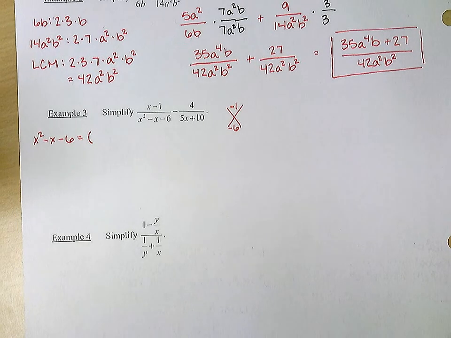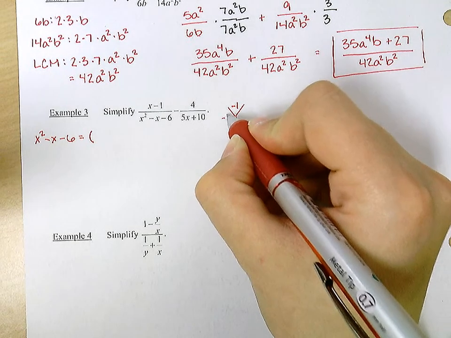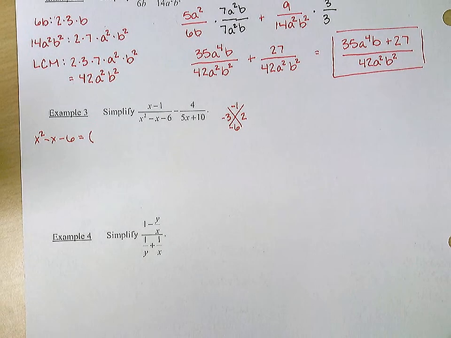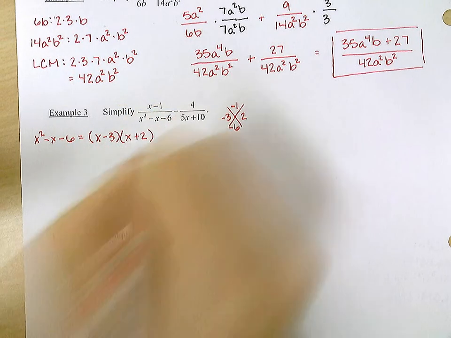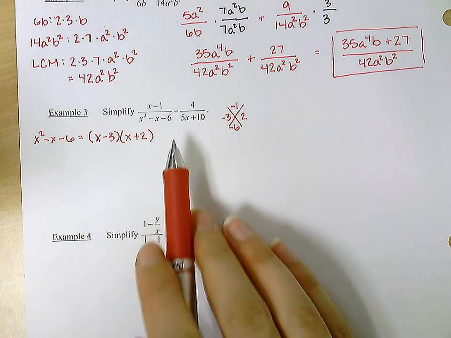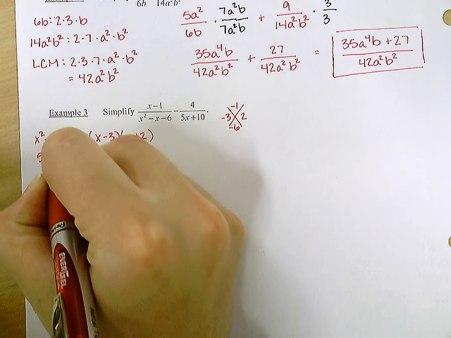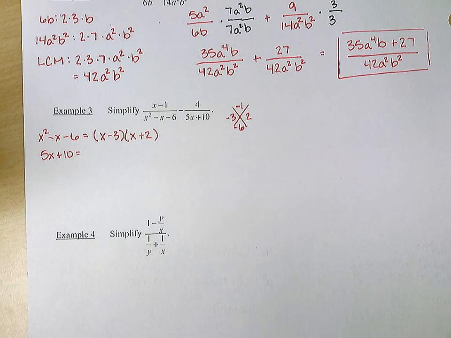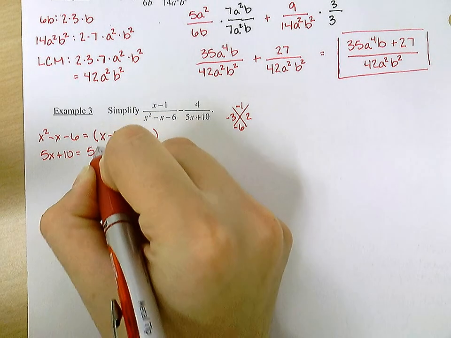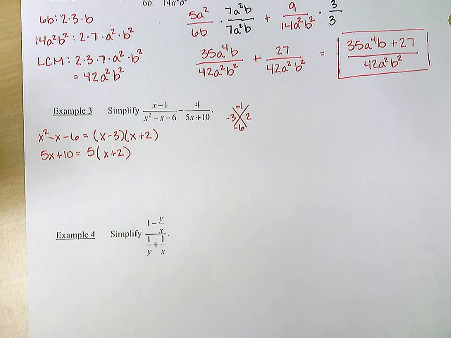What adds to negative 1 multiplies to negative 6? Negative 3 and positive 2. So we have x minus 3 times x plus 2. Okay, my second denominator here is 5x plus 10. Okay, what do those two terms have in common? A 5, so factor out a 5. And you have x plus 2 remaining.